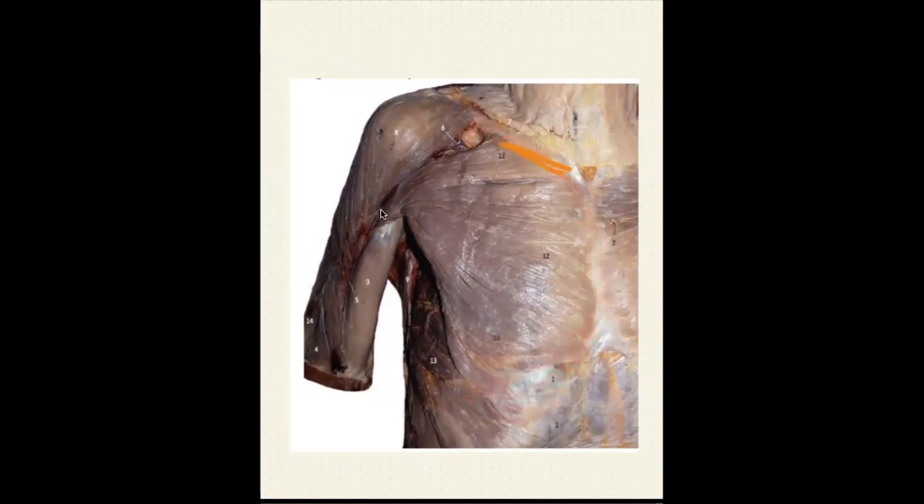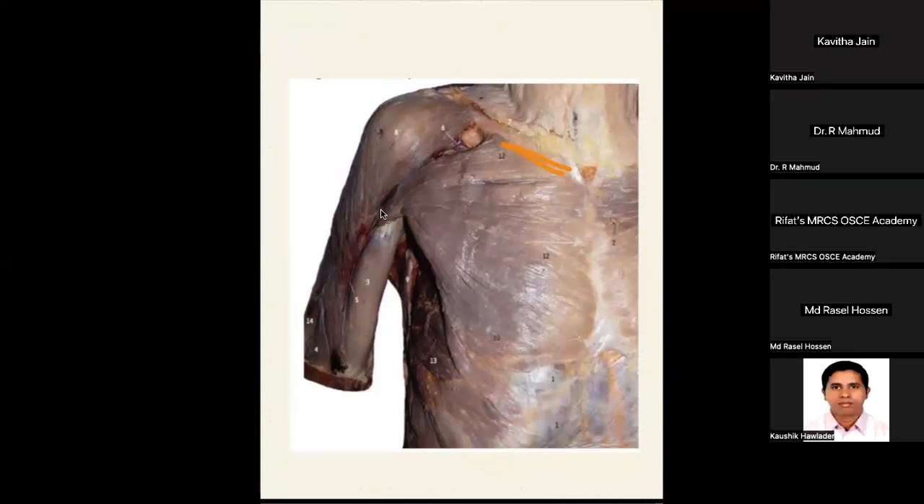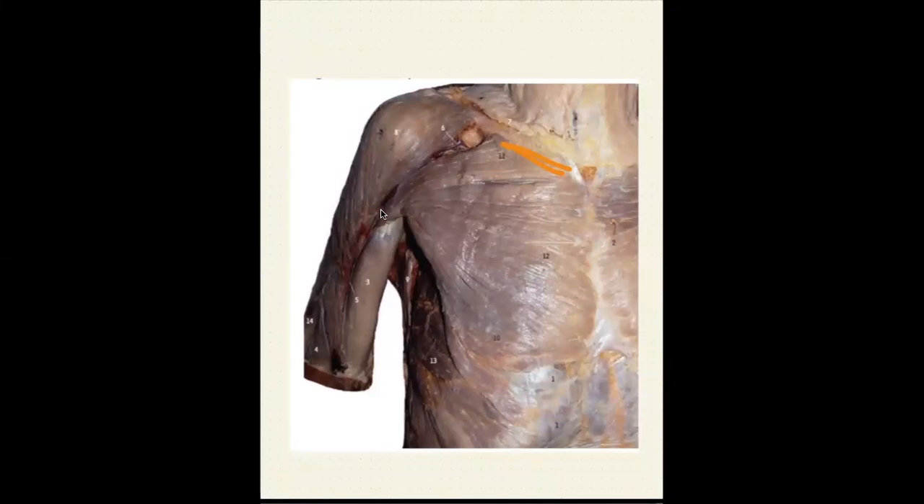Okay, this is the origin. Could you tell me where it gets inserted? It gets inserted into the lateral lip of the bicipital groove. Okay, that's great. Could you tell me what is the function of the pectoralis major? Pectoralis major helps in flexion of the arm and medial rotation of the arm.